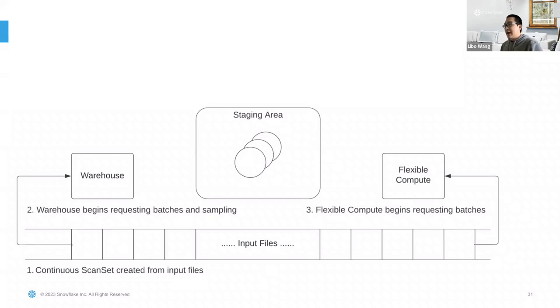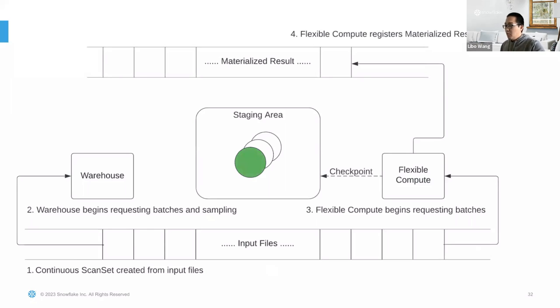Yeah, so once the warehouse sampling passes, the flexible compute actually kicks in. The flexible compute servers are assigned to the job and begin requesting batches from the shared queue. Next slide. Yeah, so once a batch is requested from the queue, it's put into a staging area. The staging area contains all the batches that are on the fly. After flexible compute processes one batch, it registers the batch as materialized result files to the query coordinator, and the query coordinator just puts them in another materialized result queue.